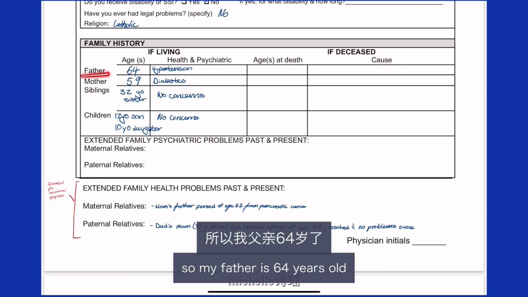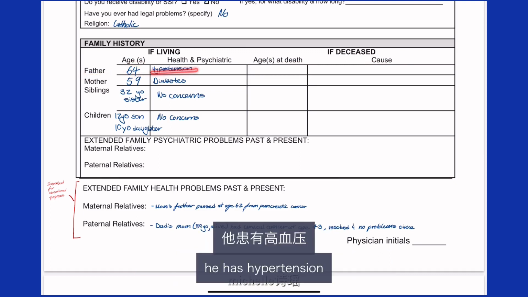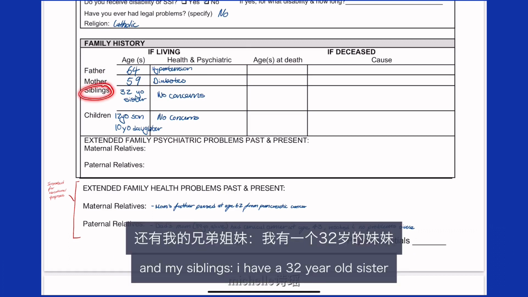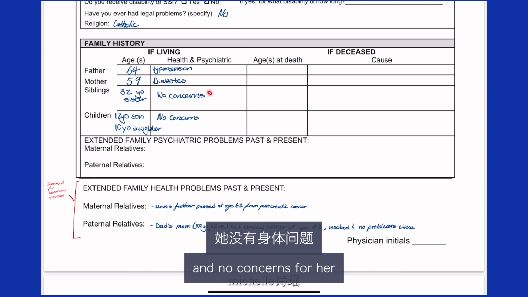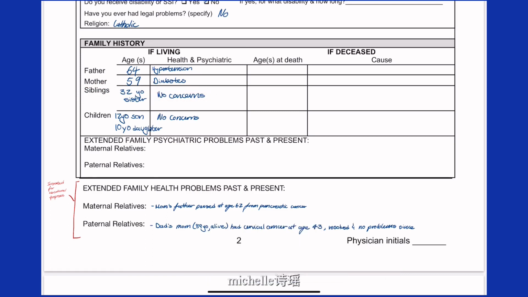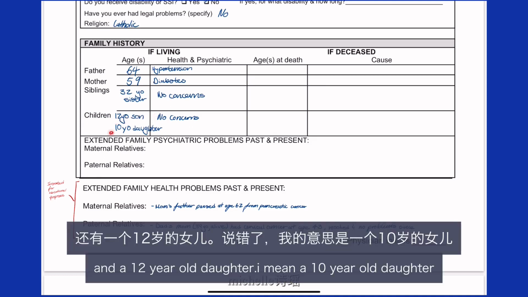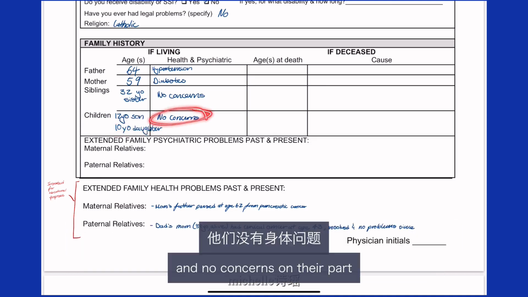So my father is 64 years old. He has hypertension. My mother is 59 years old and she has diabetes. And my siblings, I have a 32-year-old sister and no concerns for her. I have 2 children. I have a 12-year-old son and a 10-year-old daughter, and no concerns on their part.